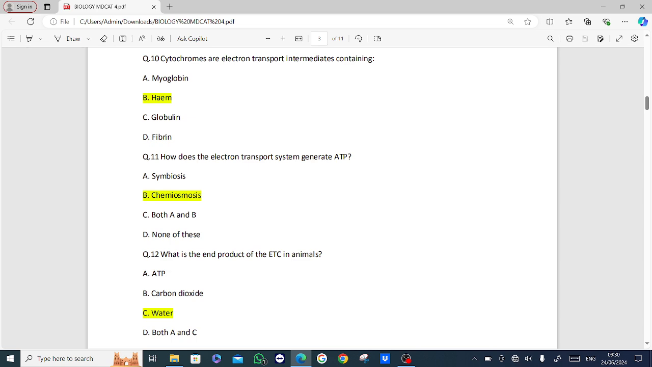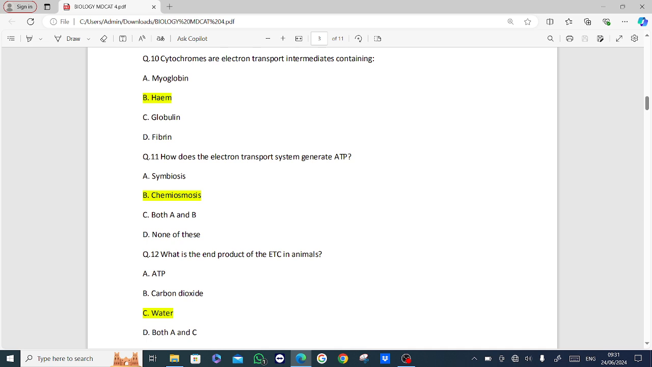Next MCQ is: how does the electron transport system generate ATP? Options are symbiosis, chemiosmosis, both A and B, none of these. Answer is option B, chemiosmosis. Next MCQ is: what is the end product of electron transport chain in animals?